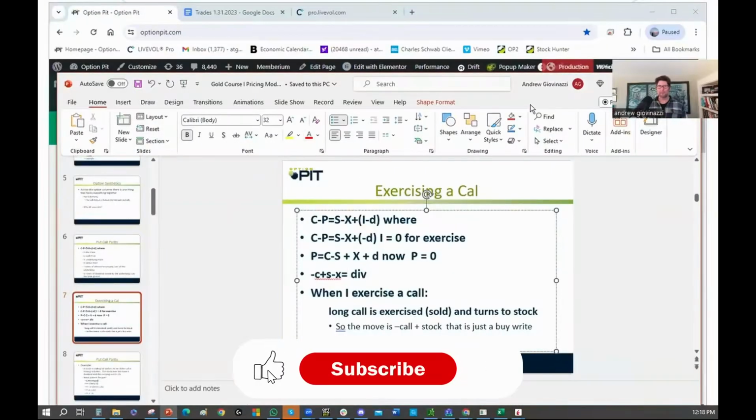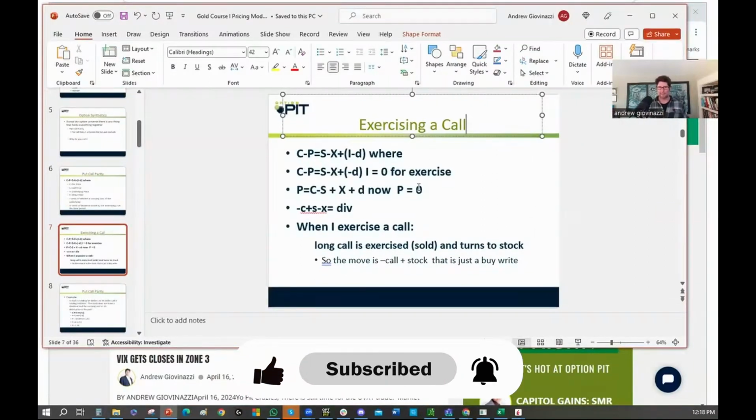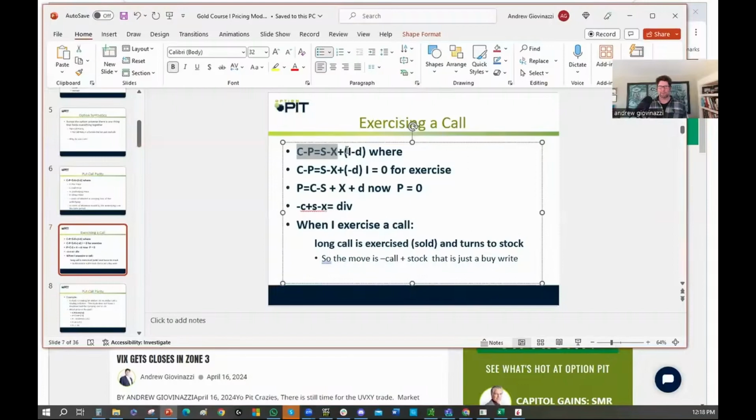So, exercising a call. Look at that high tech. So, remember we have our put call parity formula. Now, when is a call going to be assigned? So, you're short the call. In general, we're not going to do the hard to borrow today. We'll do it another time. We're going to just do a simple exercise for the dividend. So, when is your call going to be assigned?